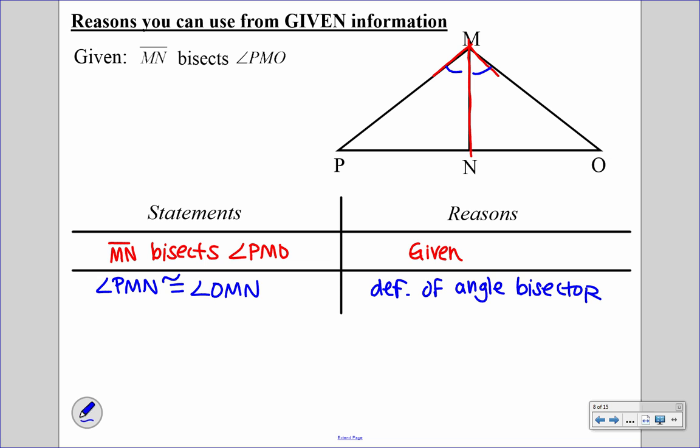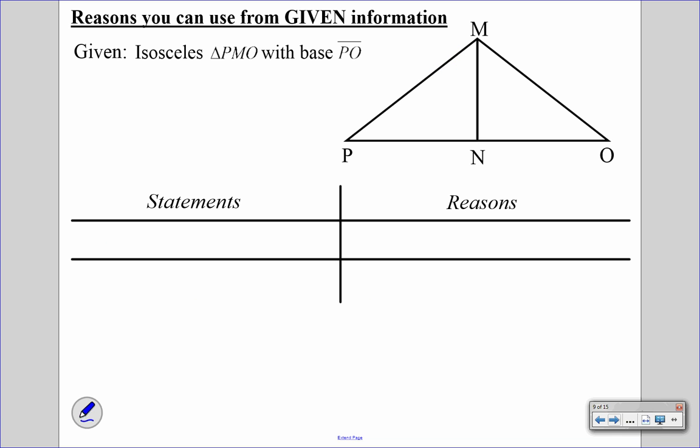All right, let's go to the next one. This one is if I give you the information, you have an isosceles triangle PMO with base PO. So when we think of an isosceles triangle, I know that these two sides are congruent because an isosceles triangle gives us two congruent sides. So let's write down that statement, isosceles triangle PMO with base PO, and that's given.